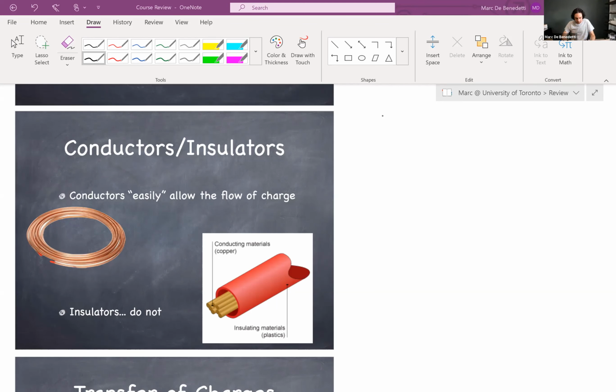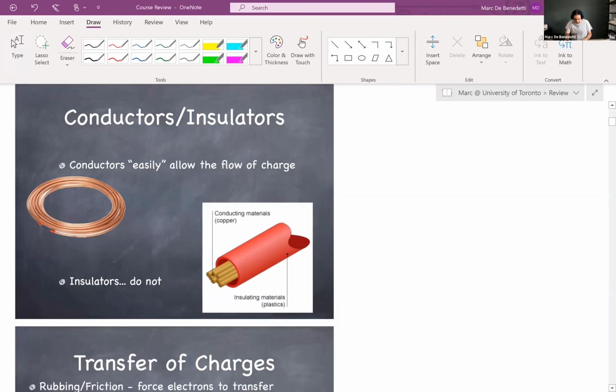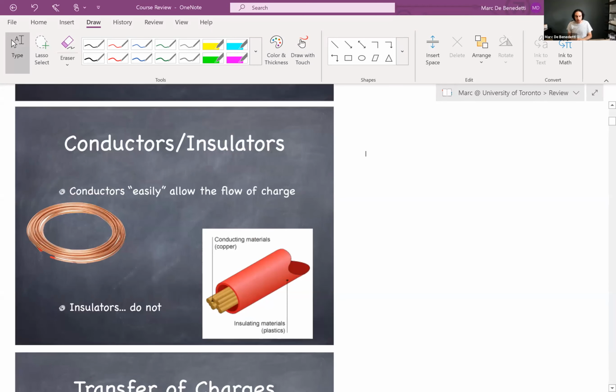Okay, back to the review. We started our talk way back in July with what a charge is and different materials that allow charge to flow easily or not easily. We call those conductors and insulators. You'll remember perhaps that the conclusion is that although we use the terminology conductor and insulator, it's a spectrum, a continuum, and anything can really be made into a conductor.